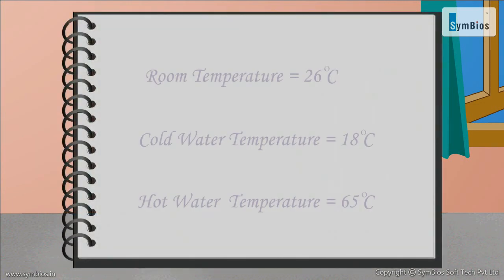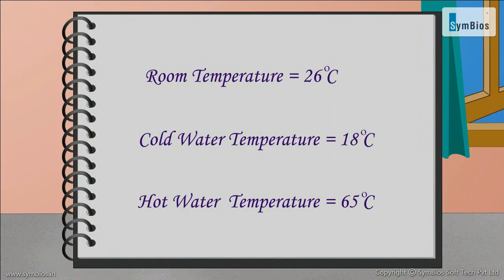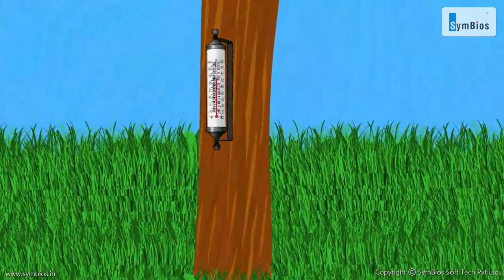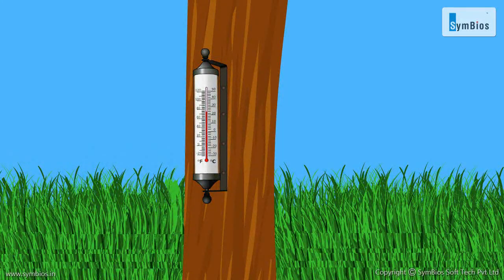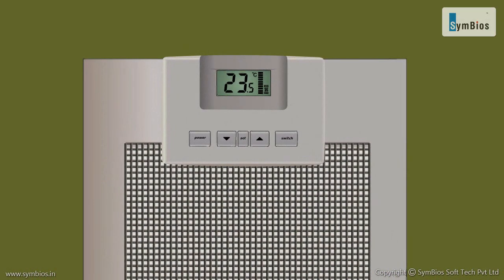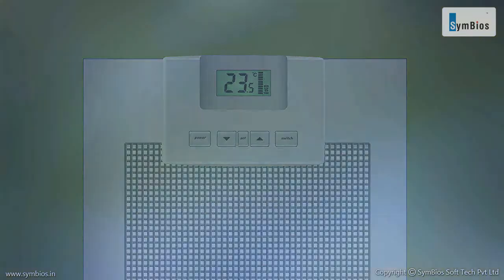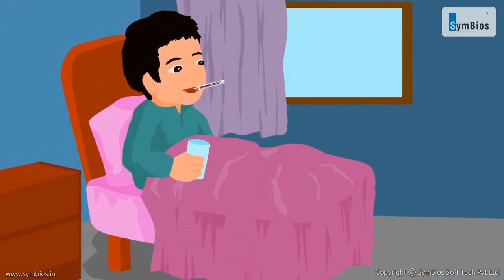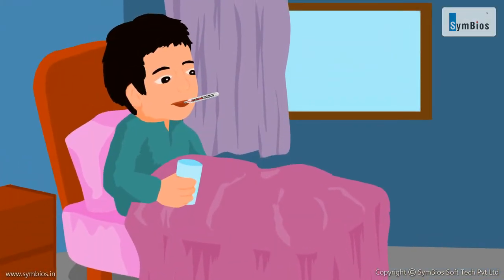Notice that the thermometer gives different readings depending on the temperature of the substance into which it is inserted. A thermometer in the garden shows how hot or cold the day is. A thermometer in the heater tells you when to turn it on and off, and so on. A clinical thermometer is used to measure the temperature of a body, especially to check for fever.